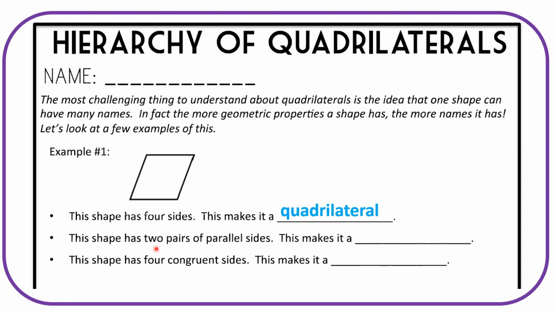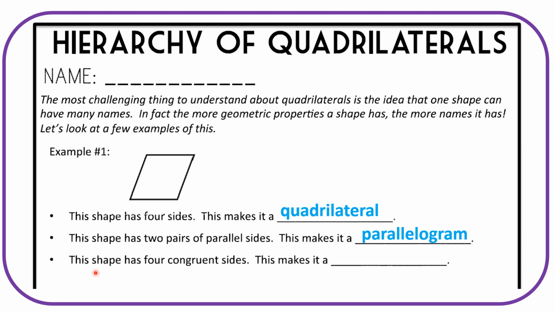This shape has 2 pairs of parallel sides. What does this make it? 2 pairs of parallel sides. It makes it a parallelogram. Remember from a few lessons ago I told you a good way to remember that 2 pairs of parallel sides, parallelogram. The parallel is in the word parallelogram.